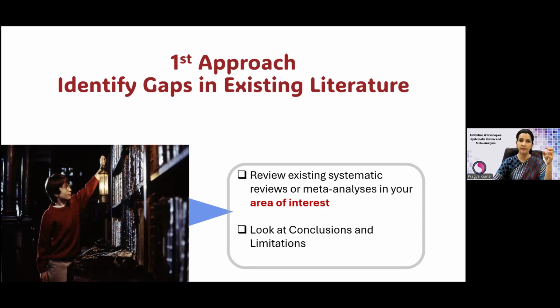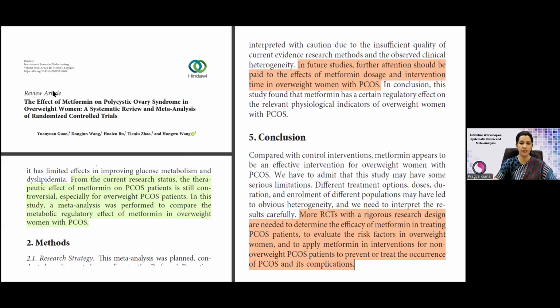So first, it depends on my area of interest. Like if I like to work in maternal and child health, maybe I will start with papers related to maternal and child health. I will look at the conclusion and I'll see what are the limitations of that systematic review. Like for this example, you can see here, this is one review article, a systematic review and meta-analysis of randomized control trials of the effect of metformin on polycystic ovary syndrome. So you can see that.